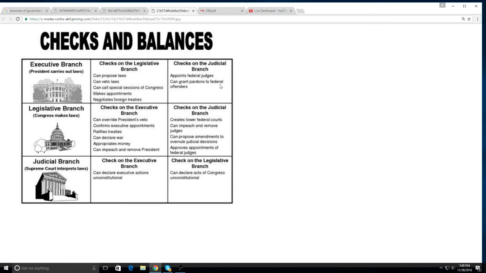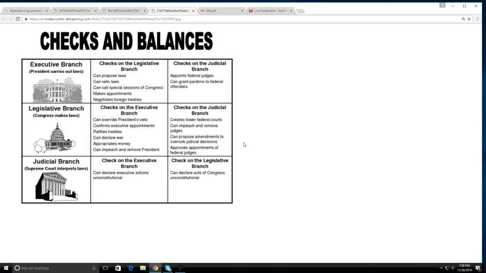Checks on judicial, appoints judges. Again, he gets to pick the judges. Now there's only 9 Supreme Court justices, but there are a ton of federal courts, so Trump will be nominating and appointing several judges coming up. The president can also grant pardons. We already talked about that. I'm not going to ask you a ton of questions about that, but just in case you're curious, granting a pardon is essentially saying, you're free to go. I think you've paid your debt, or you were wrongfully accused.